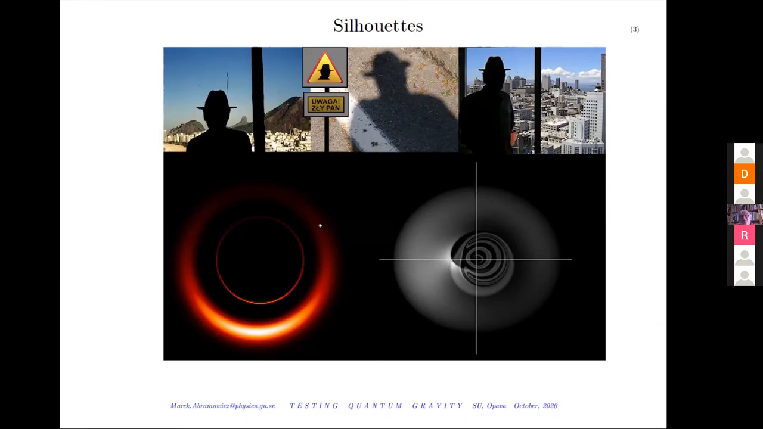That is a computer-generated picture of M87, assuming that it is a Kerr black hole, and there is this famous Einstein ring. And that is a computer-generated image of the same object, but made by Zdenek and his colleagues, who assume the object is a naked singularity. And you do see that these two pictures are very, very different.